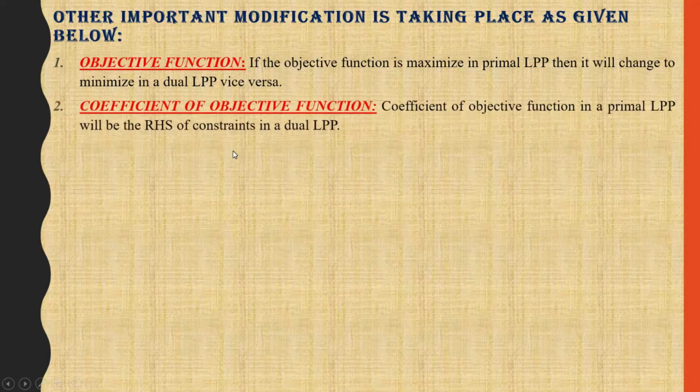Second, the coefficients of the objective function. The coefficients of the objective function in a primal LPP will be the right hand side of the constraints in the dual. Suppose the objective function is maximize z = 10x1 + 10x2 + 10x3. So the profit constants, that is 10, 10, 10, we have to write on the right hand side of the constraints when we convert the problem to the dual LPP.